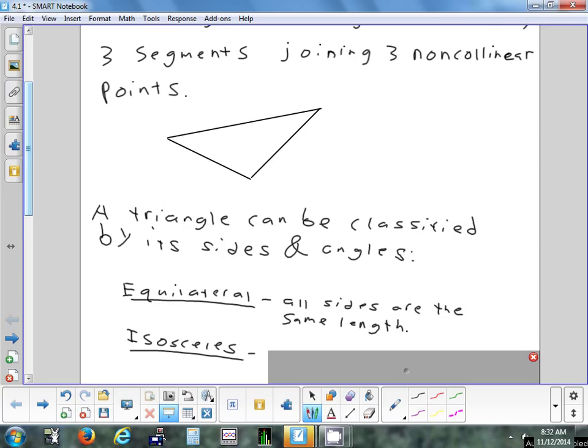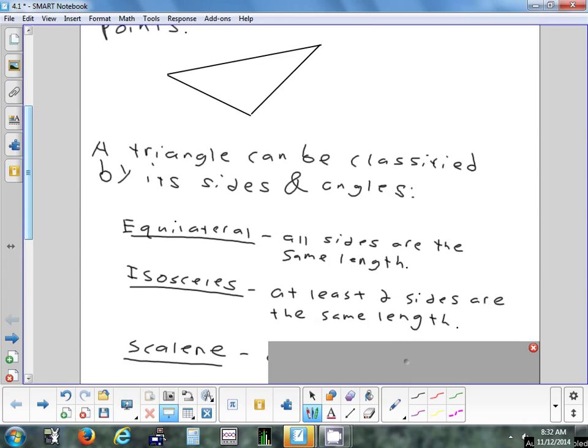Right, how about isosceles? What does it mean if a triangle is isosceles? Jacob? They have two congruent sides. Right, so we have two sides that are the same. And the definition we're going to go with is at least two sides are the same. What does that mean if we put it that way? Saying at least two sides are the same is very different than saying exactly two sides are the same.